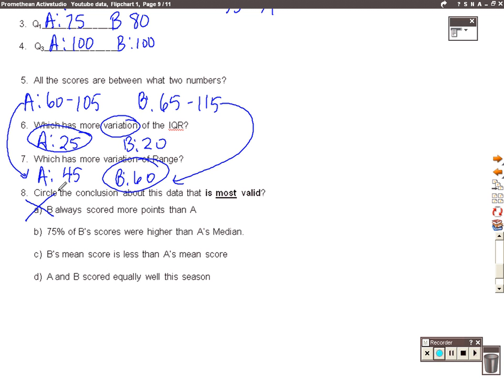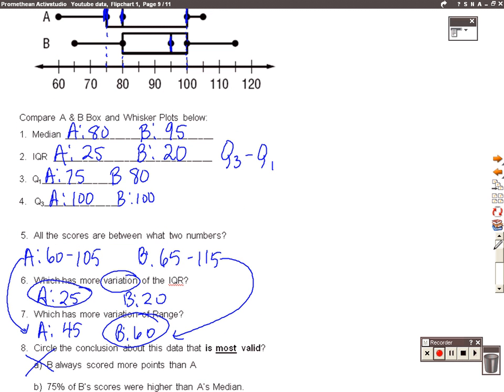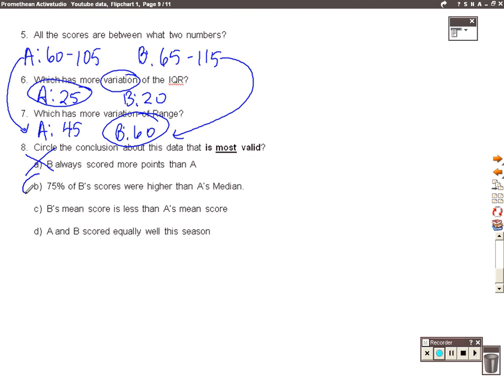B, 75% of B's scores were higher than A's median. All right, so we got to count backwards. So we're going to go to B, 75%, so that would be 3/4. So if I do 1, 2, 3, here is where 75% of the data is greater than this value. So 75% of B's data is up here. Here's A's median. Well, yes, it does appear that 75% of the data is greater than A's median. So the correct answer is B.